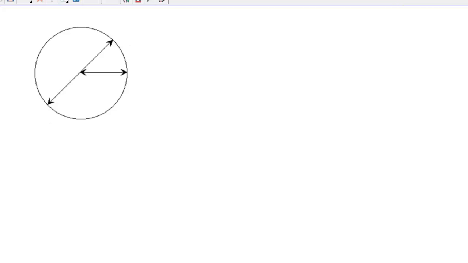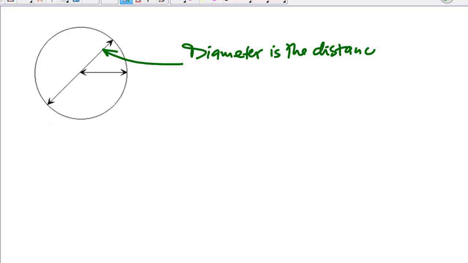Before we look at circumference, I want to look at some definitions of parts of a circle. I'll start with this part here. Now, this is called the diameter, and the diameter is the distance across the circle. Now, one thing that you need to remember is that the diameter is always twice the radius.